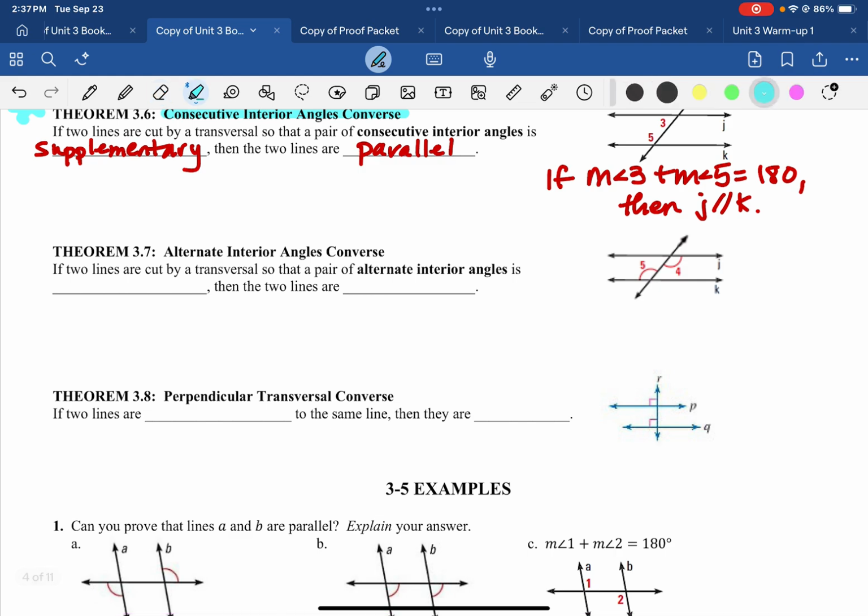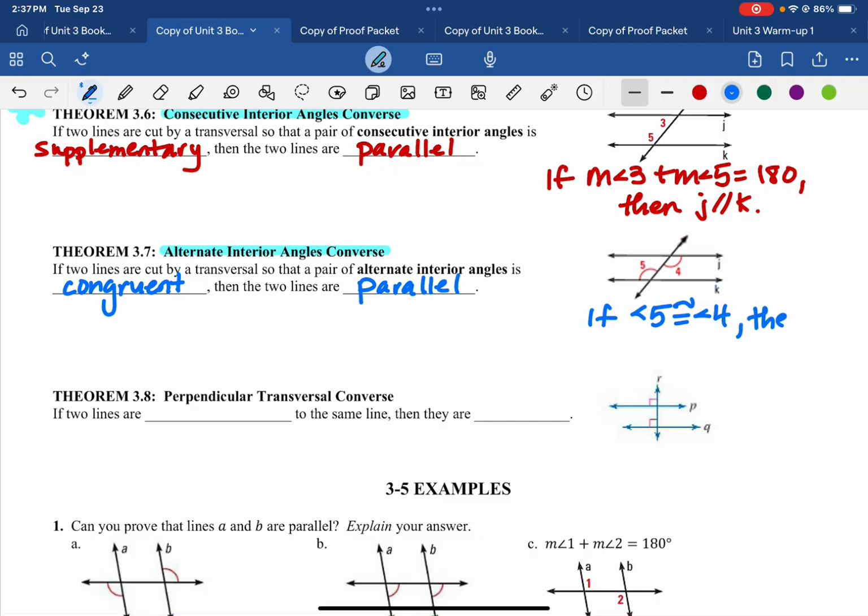All right, last one of these: alternate interior angles converse. If two lines are cut by a transversal so that the alternate interior angles are congruent, then the lines are parallel. In our picture, angle 4 and angle 5 are alternate interior angles. They are also congruent. So if angle 4 is congruent to angle 5 or vice versa, then line J and K are parallel, okay? Anytime you're proving lines parallel, you're going to use the converse of all of these angle theorems, okay?